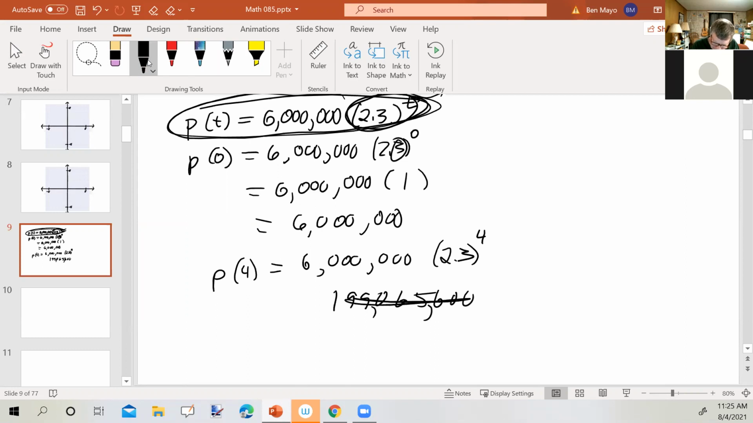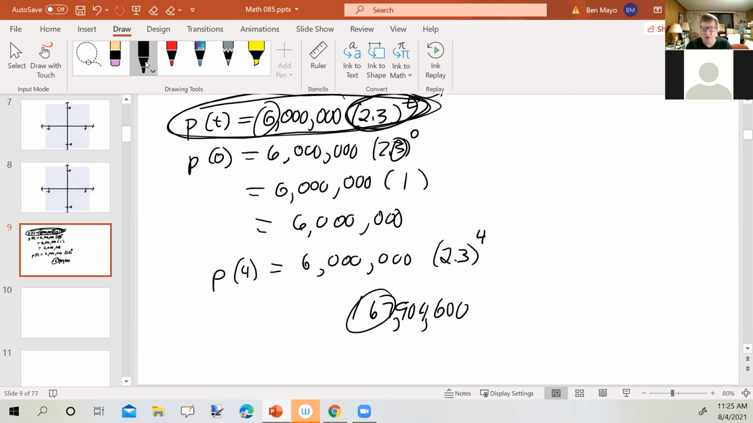All right, so let's try that again. Nobody else is awake, apparently. All right, so 6 million times 2.3 to the 4th power: 167,904,600. So it grows to 167,904,600. Wow. So from 6 million to 167 million in just 4 hours. That's what you call exponential growth.